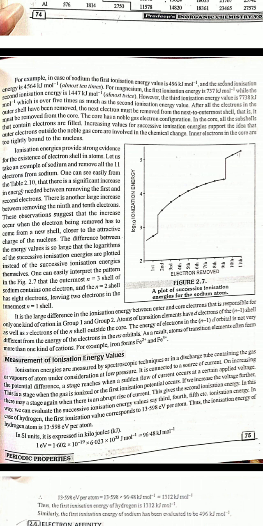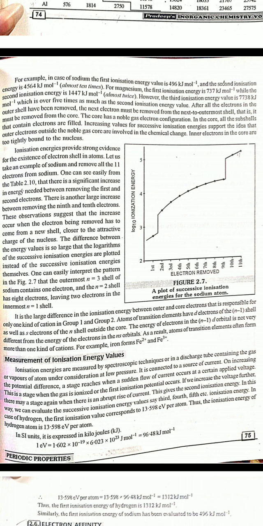Atoms of transition elements have d electrons of the n-1 shell as well as s electrons of the n shell outside the core. The energy of an electron in an n-1 d orbital is not very different from the energy of an electron in an ns orbital. As a result, atoms of transition elements often form more than one kind of cation. For example, iron forms Fe2+ and Fe3+.